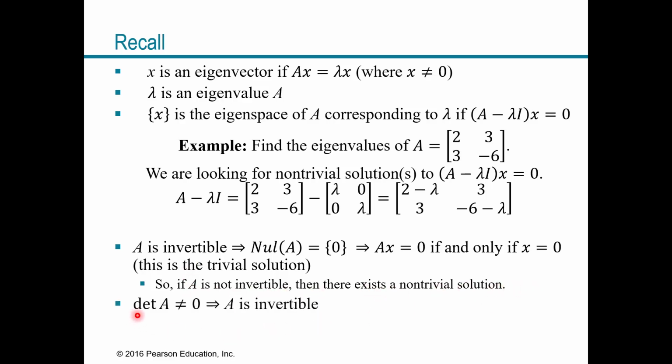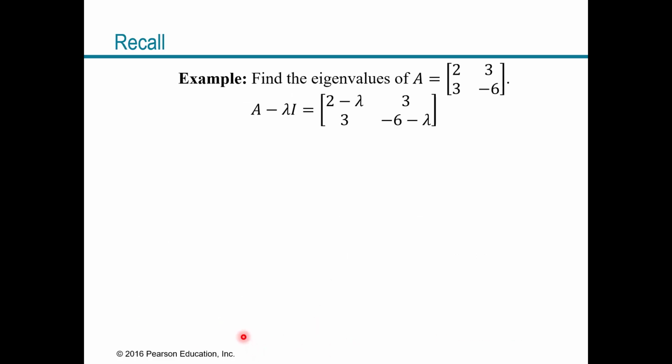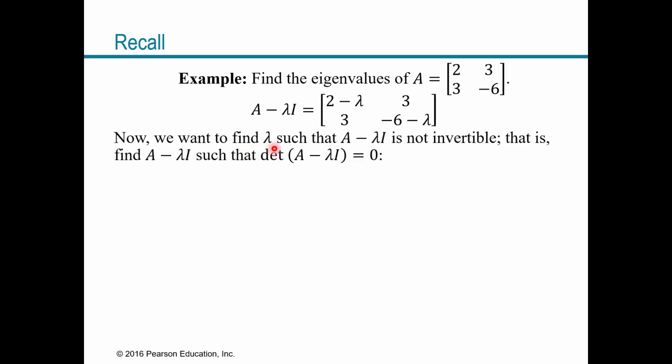Also, we've learned before that the determinant of A is not equal to 0 means that A is in fact invertible. And so if the determinant of A is 0, then A is not invertible, and there exists a non-trivial solution. Okay, so picking up with this example again, we want to now find lambda such that A minus lambda I is not invertible. So another way to say that is find lambda such that the determinant of A minus lambda I equals 0.